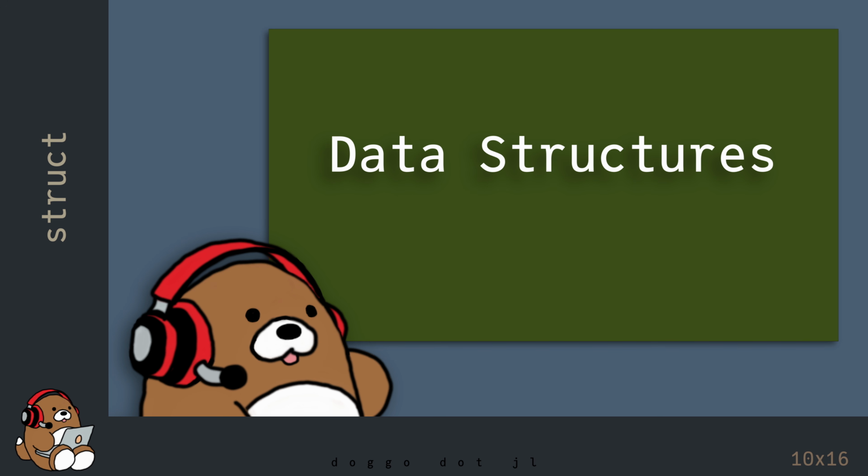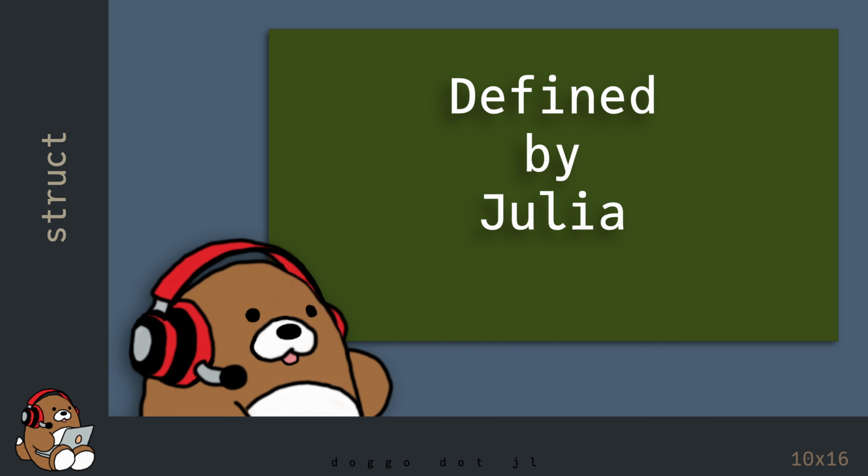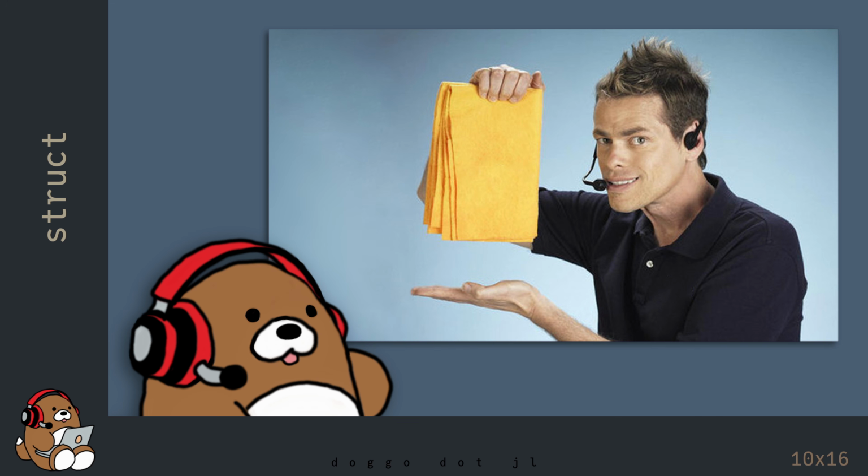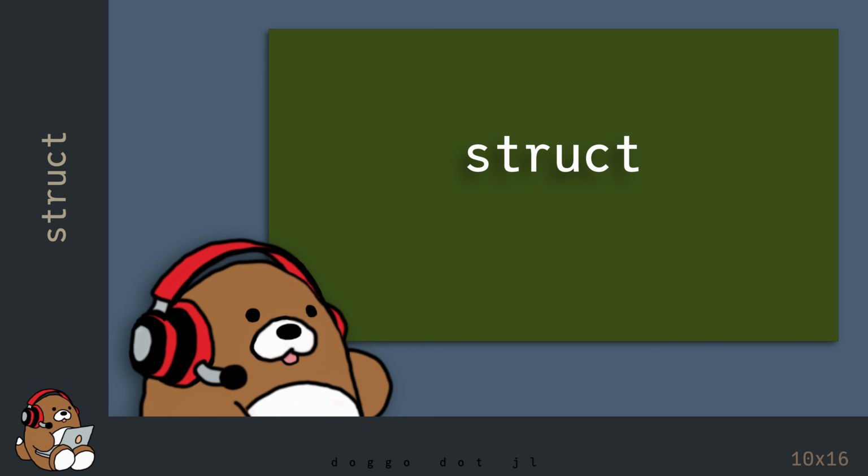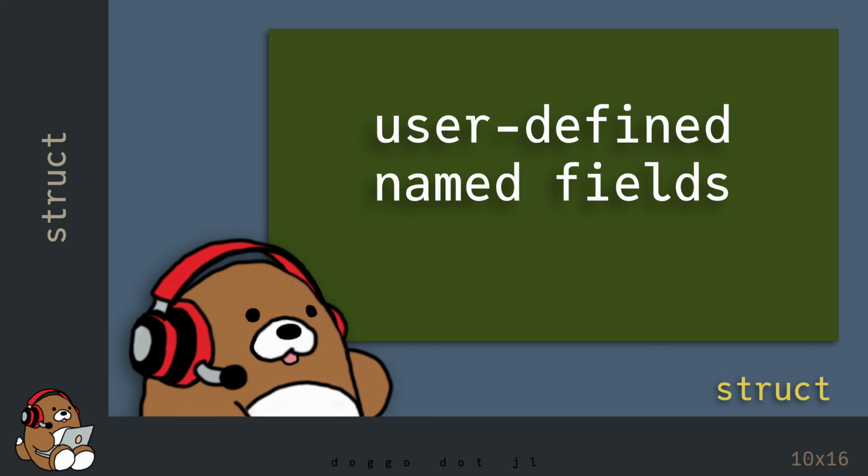So far, you've seen examples of tuples, arrays, and dictionaries, which are all data structures that are defined by Julia. But did you know that you can create your own custom data structure? My friend, let me introduce you to the struct. In Julia, a struct is a user-defined collection of named fields. For each named field, you can define the data type for that field. Wow! Let's take a look at an example.